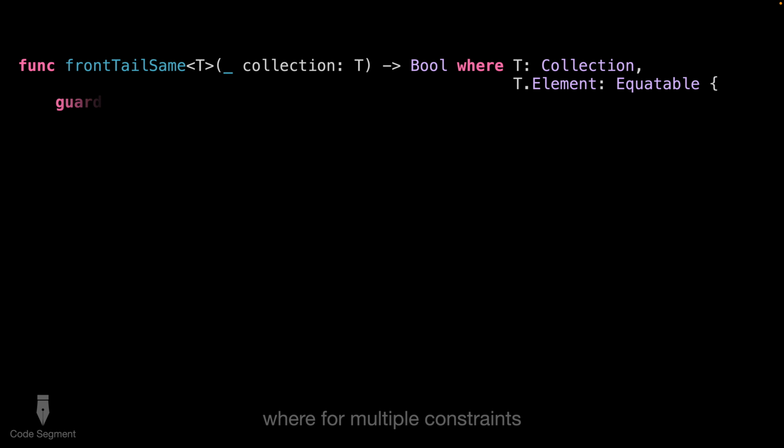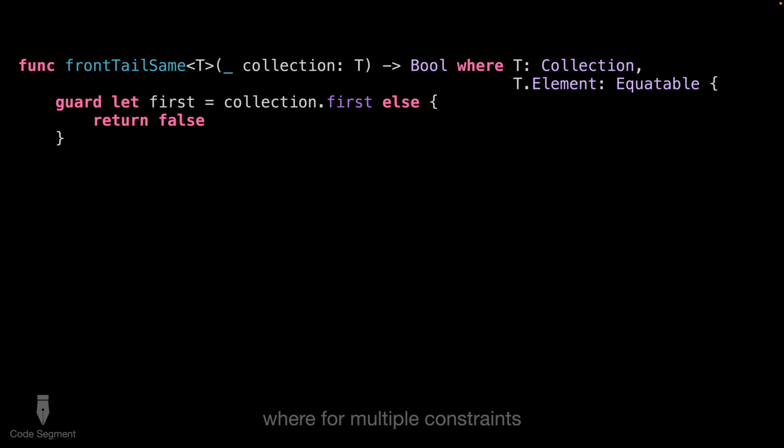That was weird. Okay, so you can also use where to apply multiple constraints rather than just one. So one thing that you can do is use a comma in between your constraints and where. So you can say T: Collection, right? And so T must implement Collection, okay? Must adopt and conform to Collection.